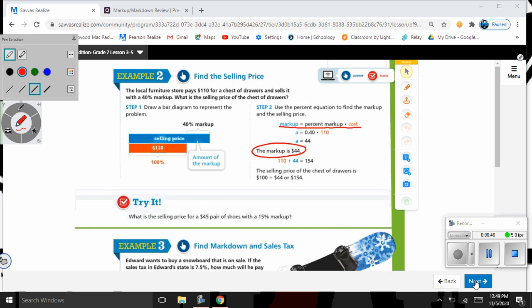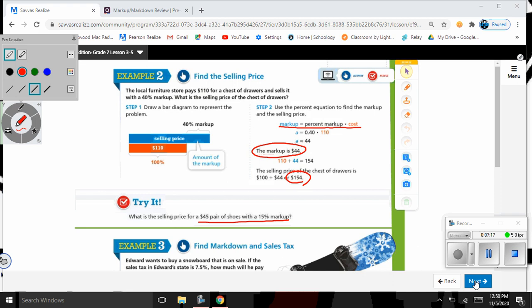So if the markup is $44, then they're going to turn around and sell it, and the price tag on that chest of drawers is going to be the cost that they paid for it, 110 plus the 44, totaling $154. Take a look at our try it piece here. What's the selling price for a $45 pair of shoes with a 15% markup? All right, $45 pair of shoes with a 15% markup.